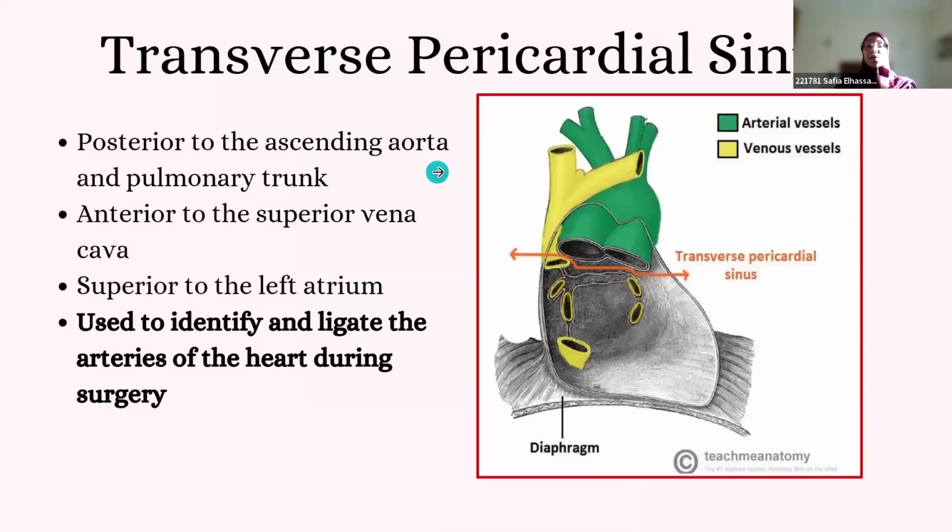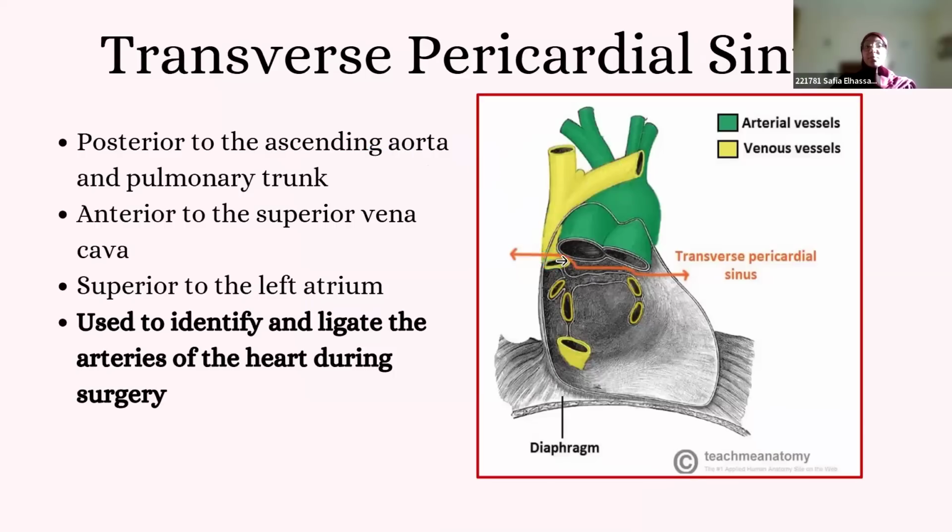All right, so now let's talk about the sinuses. So first of all, what is a sinus? A sinus just means a cavity or a hollow space. And the heart has two sinuses. You have a transverse pericardial sinus, and you also have an oblique sinus. So let's just start by talking about the transverse pericardial sinus.